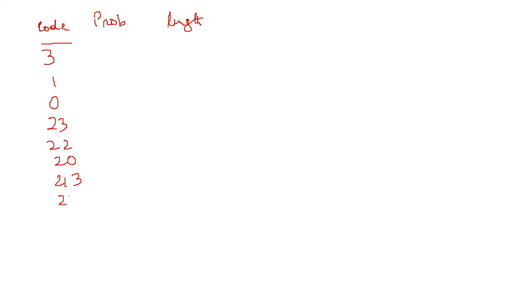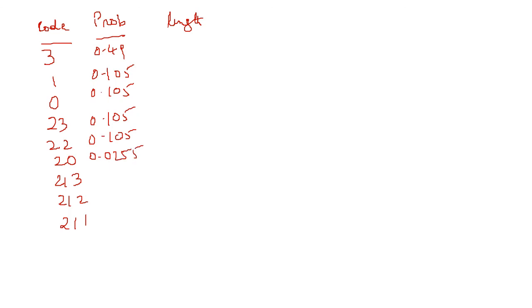To find the code efficiency, we will write the code, the respective probabilities and the length of the given code. So the code we have got is 3, then 1, 0, 2 3, 2 2, 2 0, 2 1 3, 2 1 2, and 2 1 1. And the probabilities are 0.49, 0.105, 0.105, 0.105, 0.105, 0.0255, 0.0255, 0.0255, and 0.0255. Now the lengths corresponding to the code words are 1, 1, 1, 2, 2, 2, 3, 3, 3.